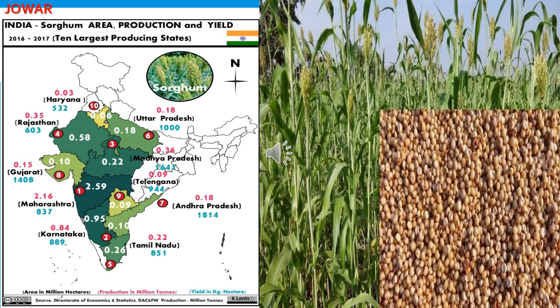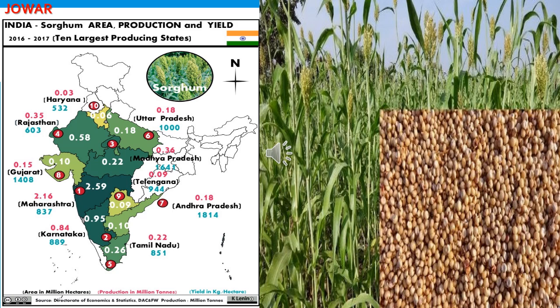Then the third important food crop of our country, jowar. We have discussed rice and wheat. Rice, since India is the second largest producer of rice, then wheat, the second most important crop of India. In paddy cultivation, the leading state is West Bengal. If you take wheat, the leading wheat cultivation states were Uttar Pradesh, Punjab, Haryana, Rajasthan, Madhya Pradesh.